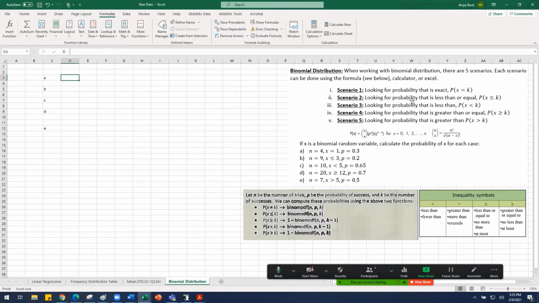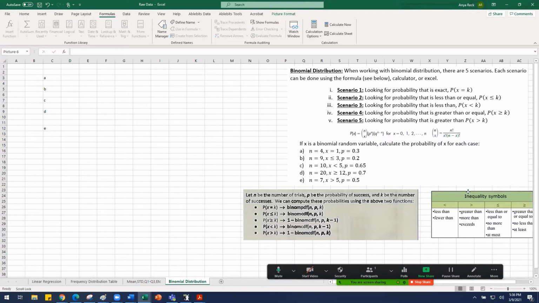Scenario 2 is when your probability is less than or equal. Third scenario is when the probability is less than. Fourth scenario is when you're looking for the probability greater than or equal. And then the last scenario is when your probability is just greater. Underneath the scenarios here is the formula if you're writing out the formula by hand.